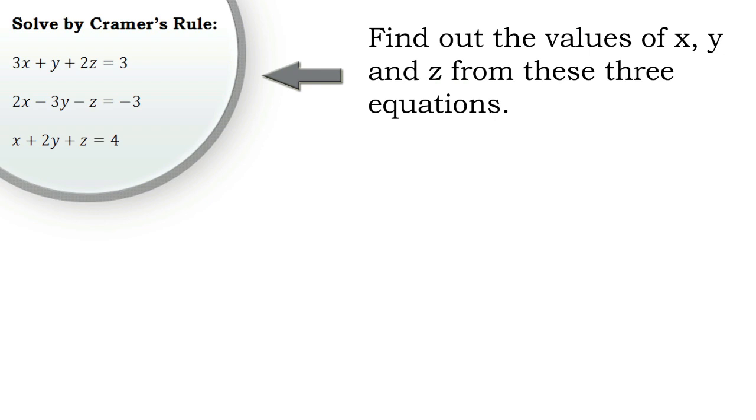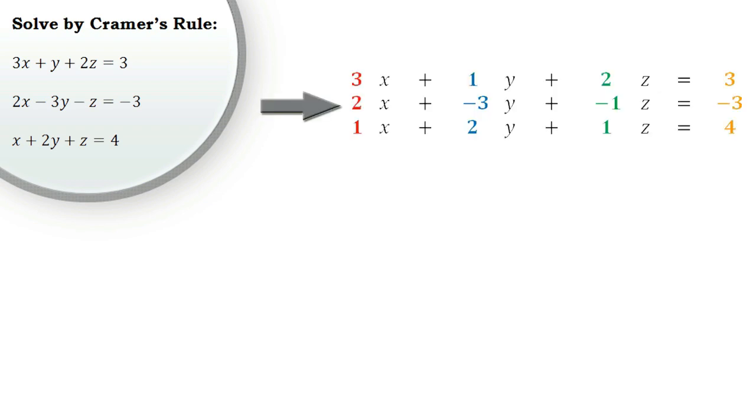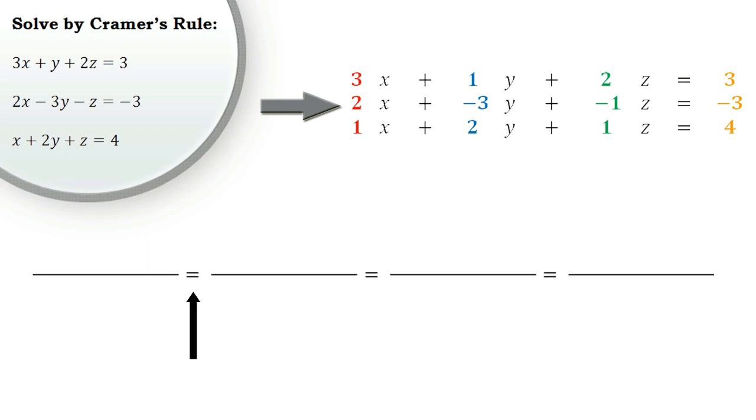Let's write down these three equations in this way. To make it visually easier to understand, I've written all the coefficients of x in red, all the coefficients of y in blue, all the coefficients of z in green, and all the constant terms on the right hand side in orange. What Cramer's rule tells us to do is to construct four different fractions with equal signs in between them.